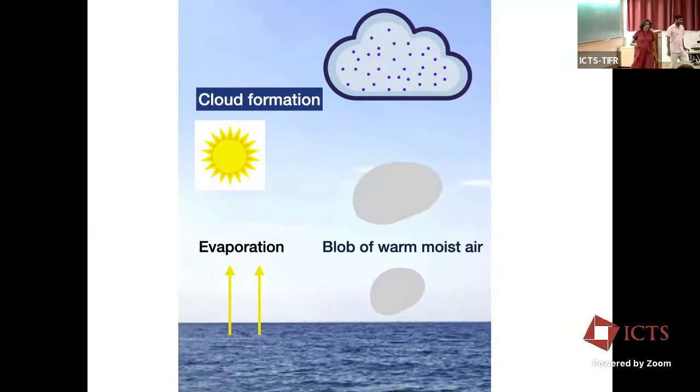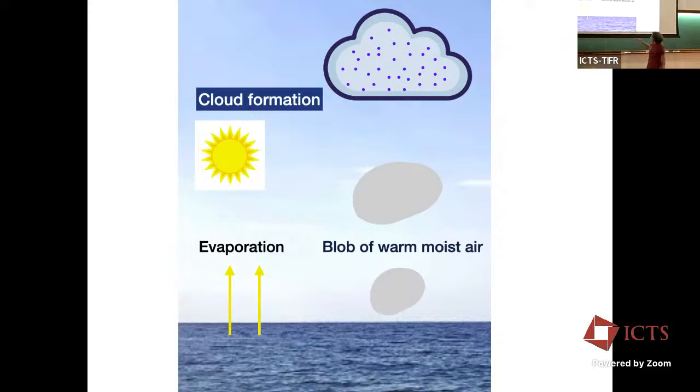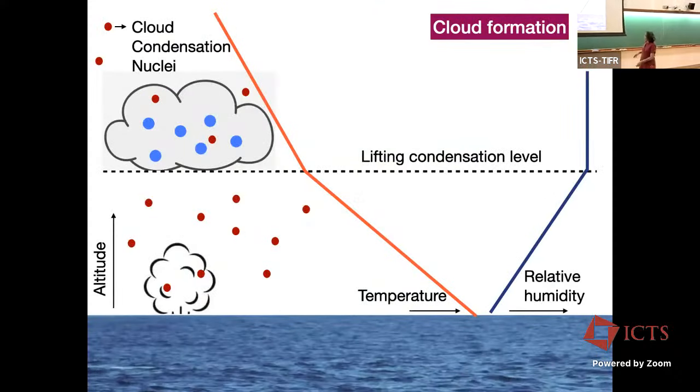Okay, so what is cloud formation? You can imagine that there is some water body here like an ocean, and there's evaporation due to the heat from the sun. And these are blobs of warm, moist air. The air contains water vapor, and these blobs are evaporating off the ocean, and they climb all the way up and become a cloud, right? Now, let's do it in a little more detail. So you have the water body here. The temperature above us is falling as a function of height, right?